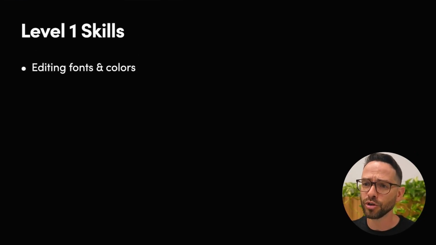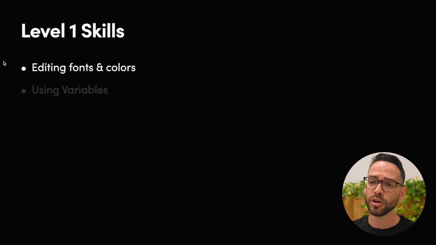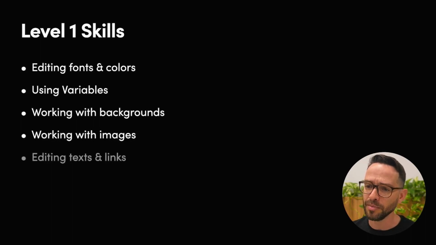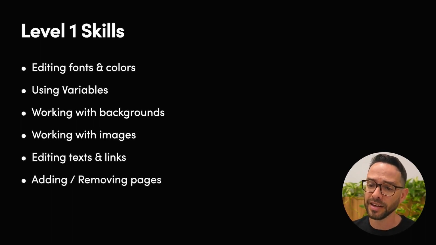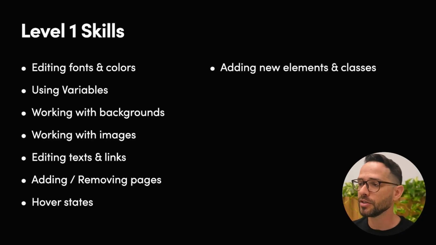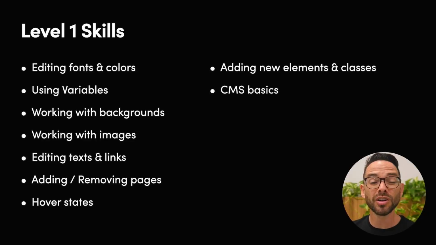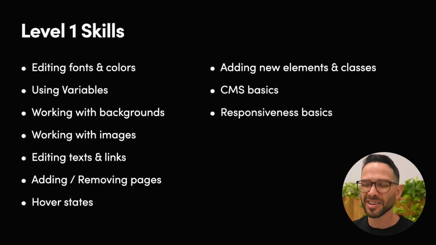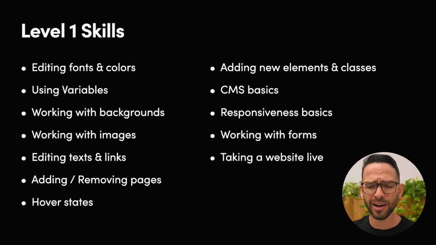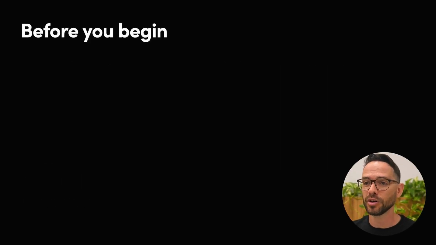So number one, we're going to learn how to edit fonts and colors. We're going to learn how to work with variables. We're going to learn how to work with backgrounds, working with images. We're going to edit text, and we're going to edit the links. We're going to add a new page or remove a page. We're going to edit hover states, which is what happens when you go over an object with your mouse. We're going to add new elements and learn how to add classes. We're going to talk a little bit about the CMS basics, a little bit about responsiveness and how to work with forms and make sure that the forms work, and also the whole process of publishing the websites and taking it live. So all of these things we're going to cover in level one.